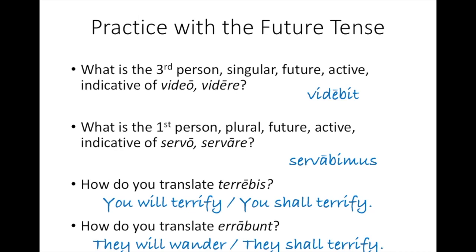How do you translate errabunt? You know the BU tells you it's the future form of a verb meaning to wander, to err, to go astray, to make a mistake, and the NT is your third person plural. So they will wander or they shall make a mistake.